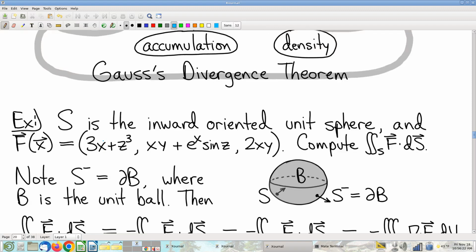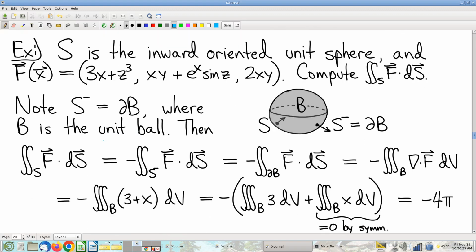Okay, so is our surface here a boundary? Sadly, no. Right? Don't forget, our surface is the unit sphere. Yeah, but inward oriented, and that's not a boundary. You can talk about this surface all day long. There's nothing wrong with it as a surface, but it is not a boundary as written.